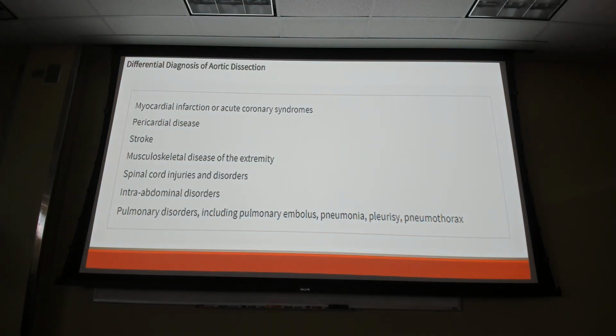Here are some differential diagnoses. We've already talked about this. You guys, some people just like a chart. Who here likes charts? Nobody?